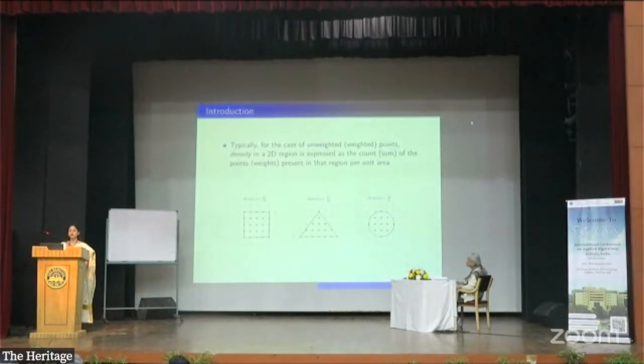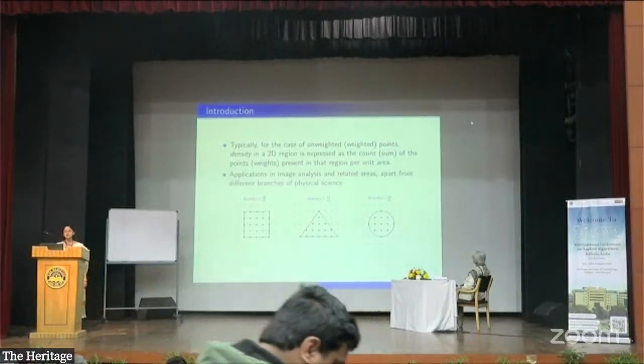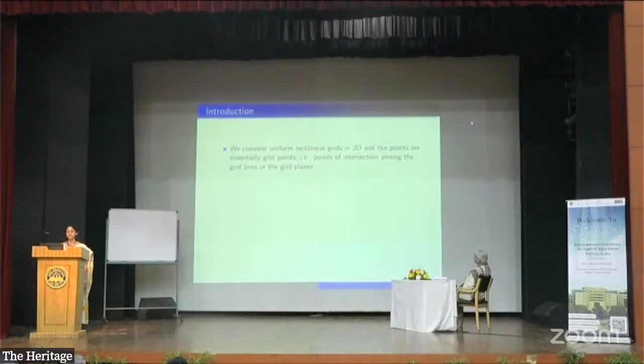For a case of unweighted points, density of a 2D region is expressed as the count of the points present in that region per unit area. For a set of weighted points, the density is equal to the sum of the weights of the points present per unit area. Here you can see some basic shapes. For example, in this circle, the radius is 2 and the number of pixels present is 13, so the density will be 13 by 4 pi. There are some applications in image analysis and related areas, apart from different branches of physical science.